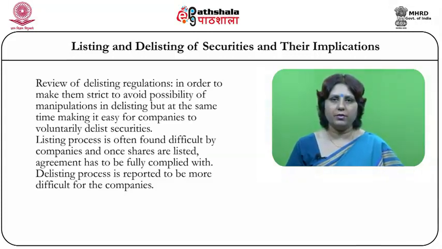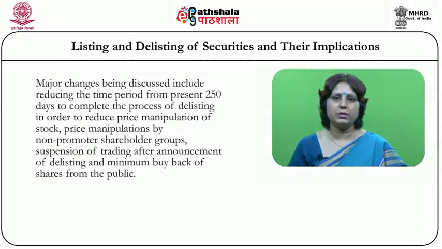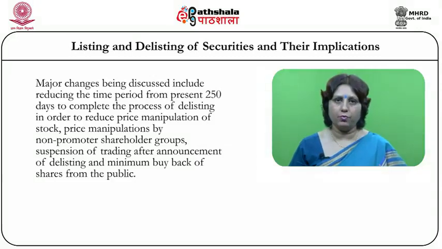In order to prevent any kind of tacit understanding between promoters and a few shareholders where price manipulation of the securities can happen, SEBI is reviewing the delisting regulations, and one of the major changes being discussed is that we should reduce the time period of delisting, which is given as 250 days, because this is too long a period and there are chances of price manipulation of the stock. There can be manipulation of the prices by the non-promoter group. There is a suspension of trading after the announcement of delisting, so 250 days is a long period for that, and sometimes demand for the securities is also less.